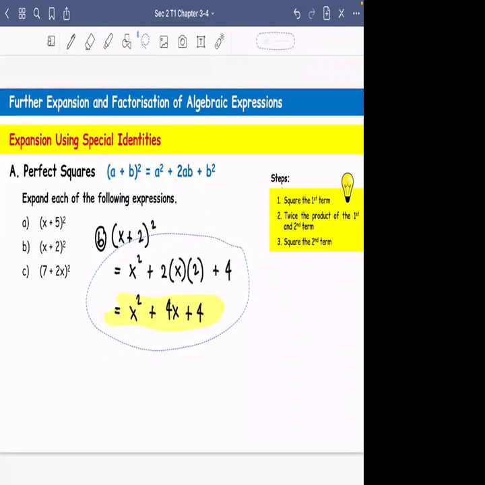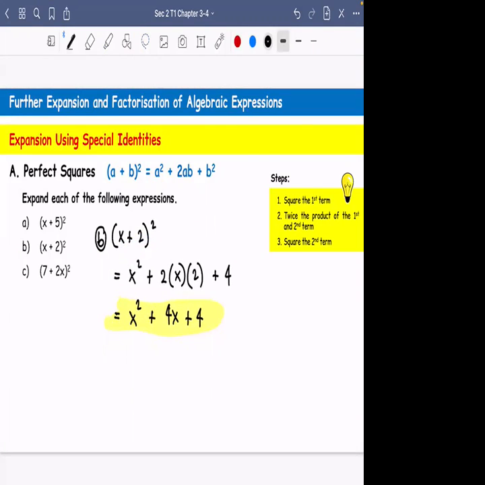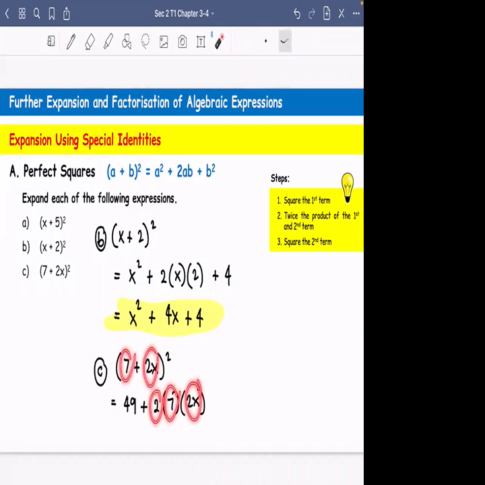Now let's have letter C. So you have 7 plus 2x squared. Same steps. We square the first term. So what is 7 squared? It's 49, right? And for the sign here, it's plus, because again, this is plus. Then twice the product of the first and the second term. That's why this is 2 times 7 times 2x. It's always times 2.